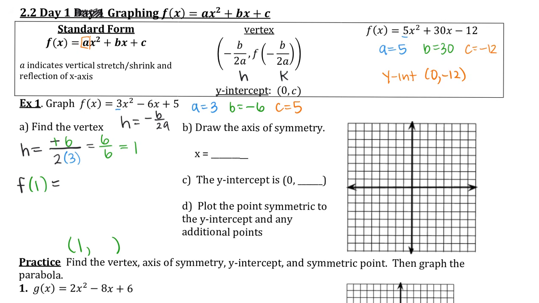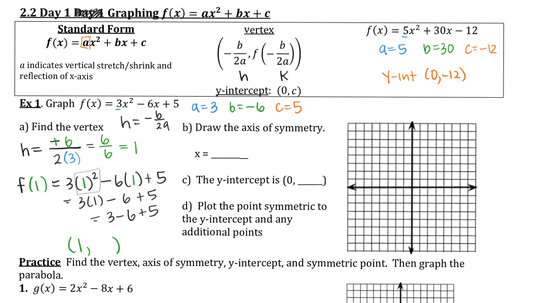Okay, the original equation is 3x squared minus 6x plus 5. Since I'm finding the vertex and I know the x-coordinate is 1, I'm going to plug the 1 in for x. 1, 1. And I just have to evaluate it. When you evaluate it, just make sure you follow your order of operations. I do need to do the exponent first. So 1 times 1 is 1. So this is 3 times 1, 6 times 1 is 6, plus 5. 3 minus 6 plus 5.